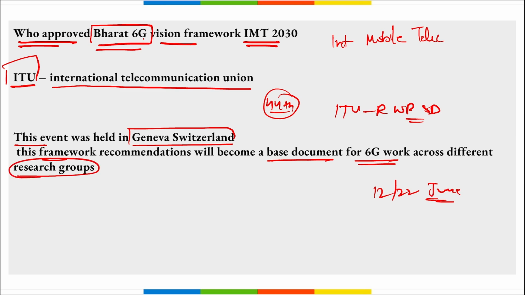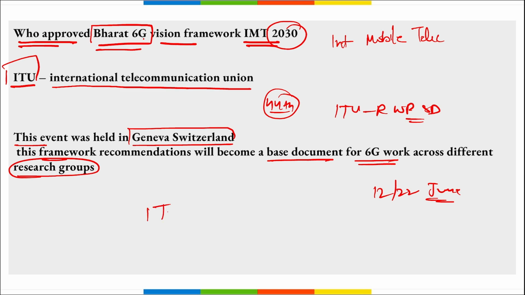So coming back, remember this particular framework IMT 2030 that was approved by ITU, correct? So the framework, the various guidelines, various decisions that will be taken during this event, they will become guidelines for the work that will be carried out in the vision of the 6th generation of internet, right? And the target here is 2030, correct?